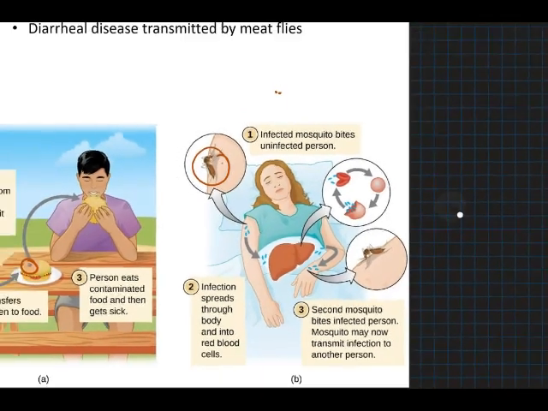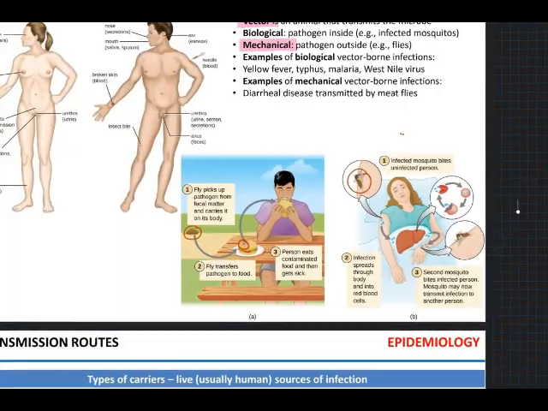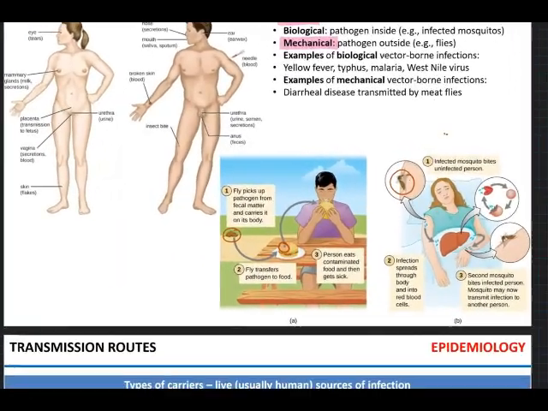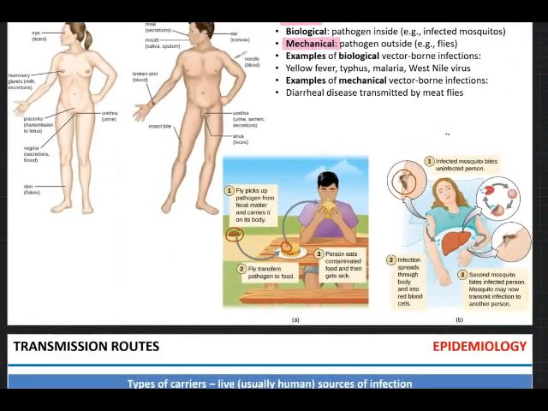I have been studying vector-borne diseases for quite a lot of time, and I have a particular aversion to them. I love them. Okay.